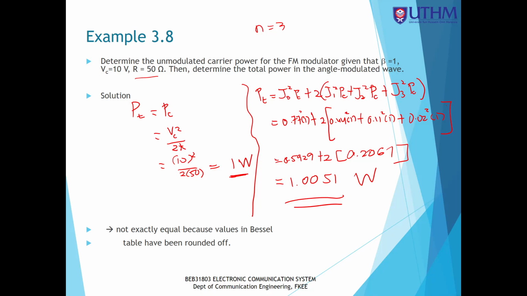Okay, so it is stated here, the table has rounded up the value of sideband that is less than 0.01. So the table in your notes does not consider the sideband values less than 0.01. So that's why the total power that you get, 1.0051, is slightly different from 1 watt.